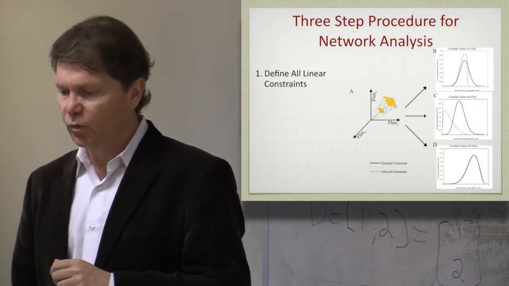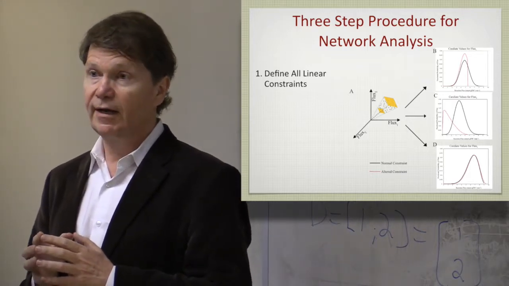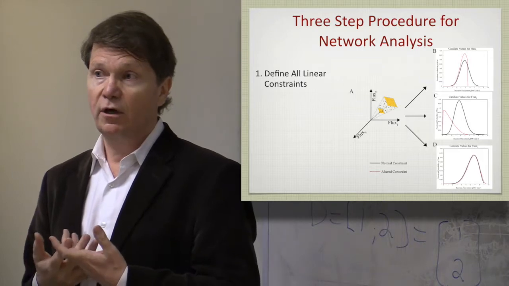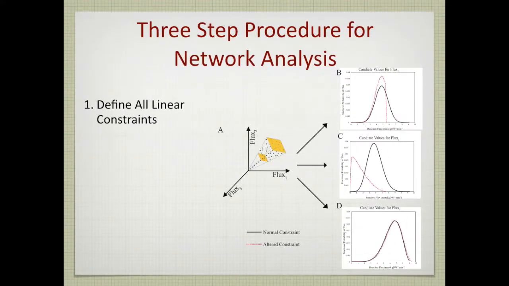So this procedure basically has 3 steps to it. First, we define all of our linear constraints on a network, the equality constraints and the inequality constraints, and we've already spoken about these. Then, under these constraints, you sample the space uniformly. So the points have to be uniformly spaced throughout the domain of the solution space to give you a good, accurate view of what it looks like.